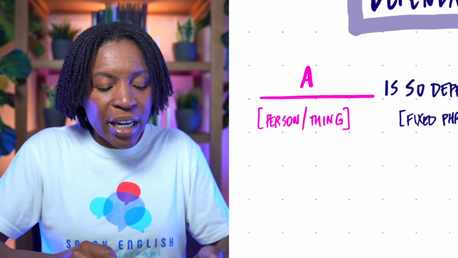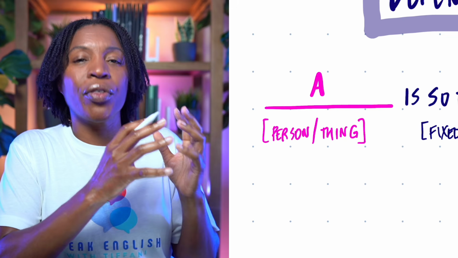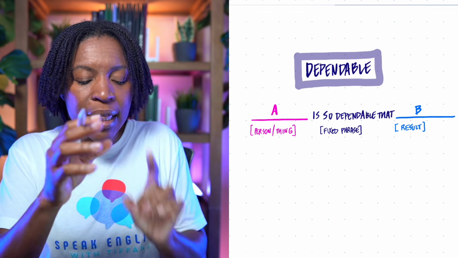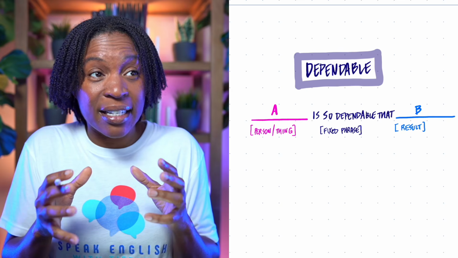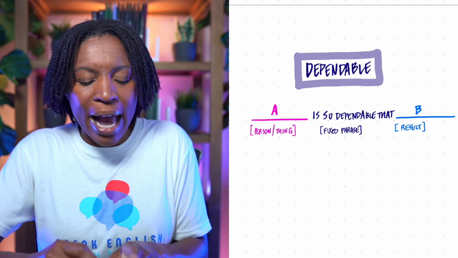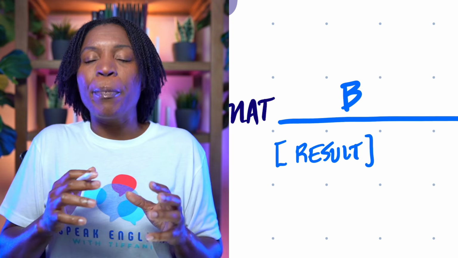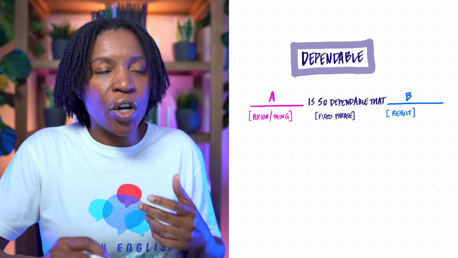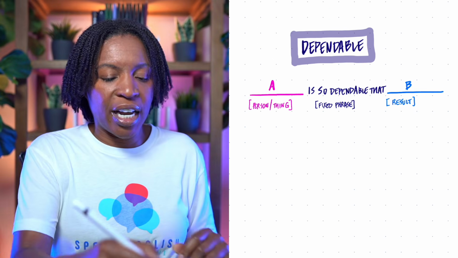Now, A represents a person or thing. So you're going to insert a person or thing. Then you have the fixed middle phrase, is so dependable that B. And B represents the result. Okay, so let's actually put this into practice.